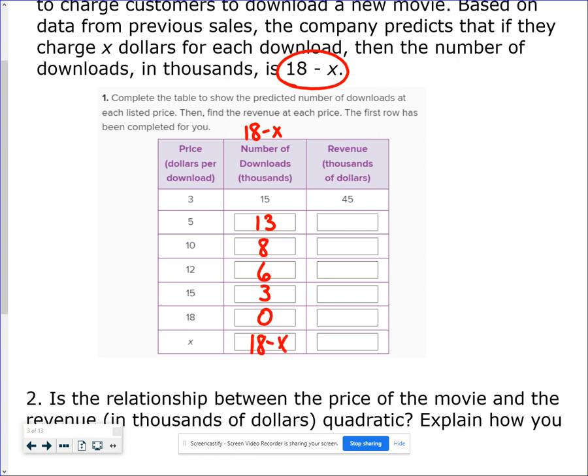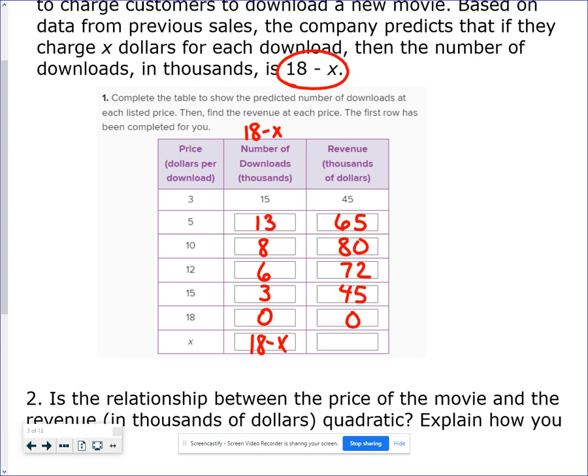The revenue, the amount of money that they make, is going to be based on the price times the number of downloads. So 3 times 15 was done for you, that's 45. 5 times 13, that's going to give us 65. And remember, this is in thousands of dollars. They're not just making $65, it's $65,000. 10 times 8 would be 80. 12 times 6 would be 72. 15 times 3 is 45. Well, anything times 0 is going to be 0.